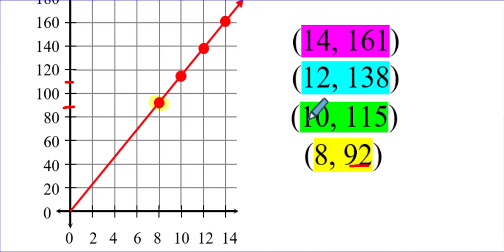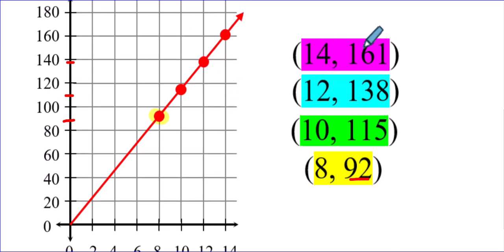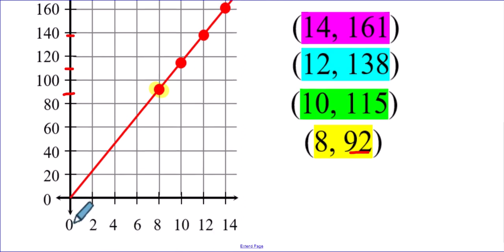Next one is 12 and 138, so I go right 12. Where's 138? It would be just below the 140 mark. And then finally, for the fourth ordered pair, 14 to the right, 161. That means I go up to 160 and just a hair higher for 161 is where I put that fourth dot. Now, here's what's cool about this. These 4 points would form a straight line, and if you continue to draw that straight line from where it begins, it would actually go through 0, 0, which is quite fascinating.